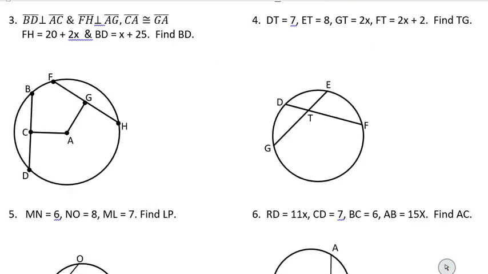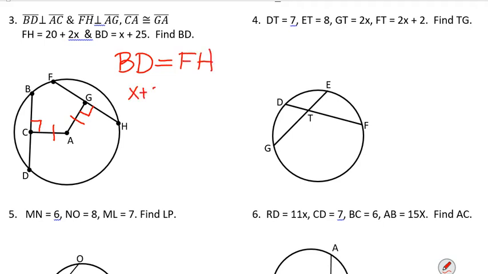With number 3, it says BD is perpendicular to AC, so I'm going to draw a right angle symbol there, and then FH is perpendicular to AG, so I'm going to draw another right angle symbol there. It also says that CA is congruent to GA. And so that tells me that those two chords must be congruent. So I should be able to say that BD is equal to FH. That means I can set those two equations equal to each other.